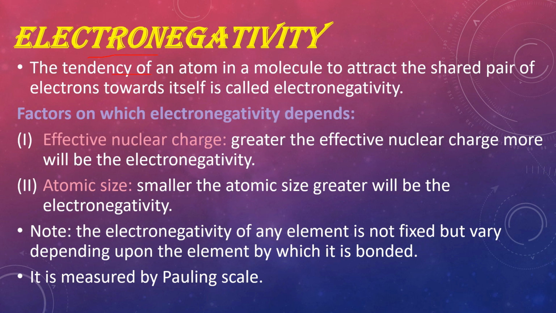It is the tendency of an atom in a molecule to attract the shared pair of electrons towards itself. Now, suppose this is the bond which is formed between hydrogen and chlorine. This is hydrogen and this is chlorine. Because these are two different atoms with different protons, chlorine has more protons, so it attracts the shared pair of electrons towards itself with greater force. That means it has a partial negative charge, and that means this is the more electronegative atom.